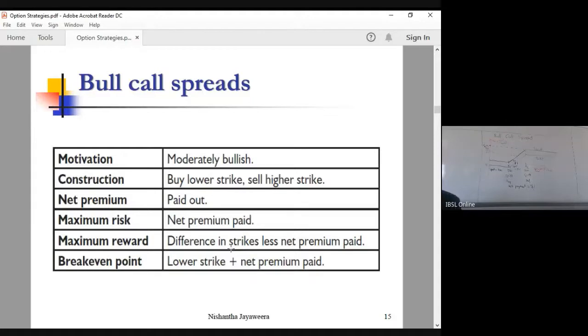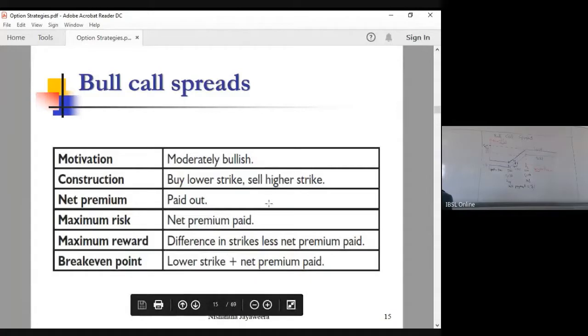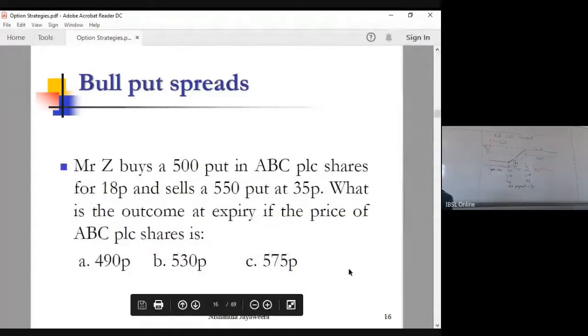Any questions? Now we'll move into bull put spreads.